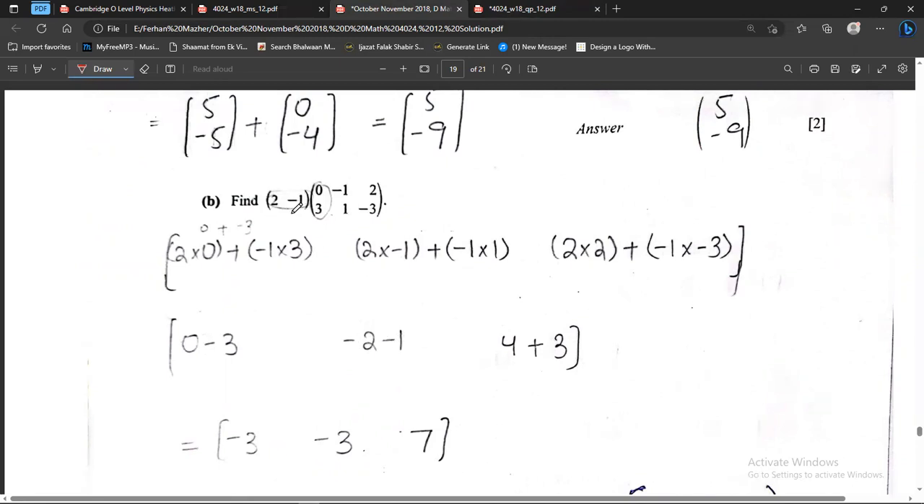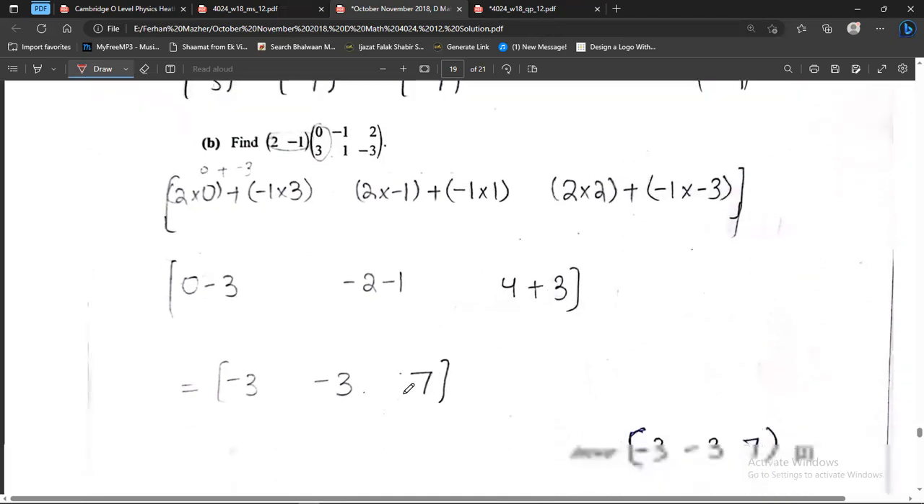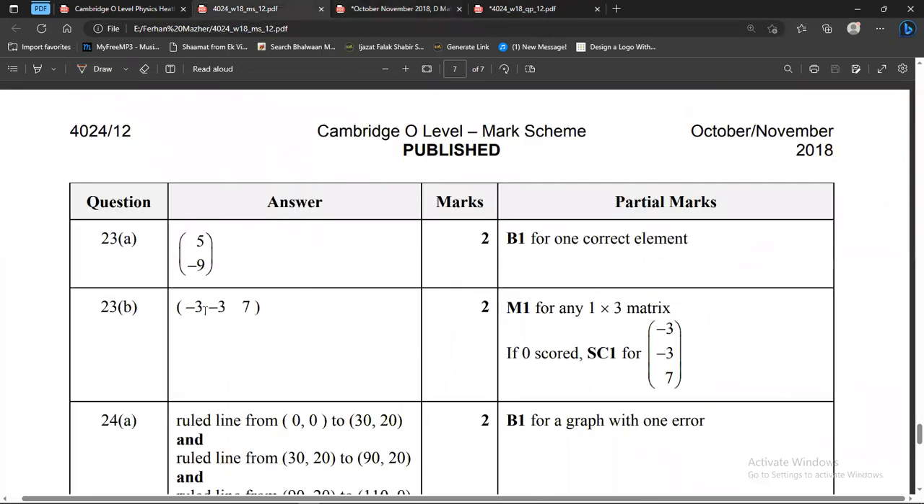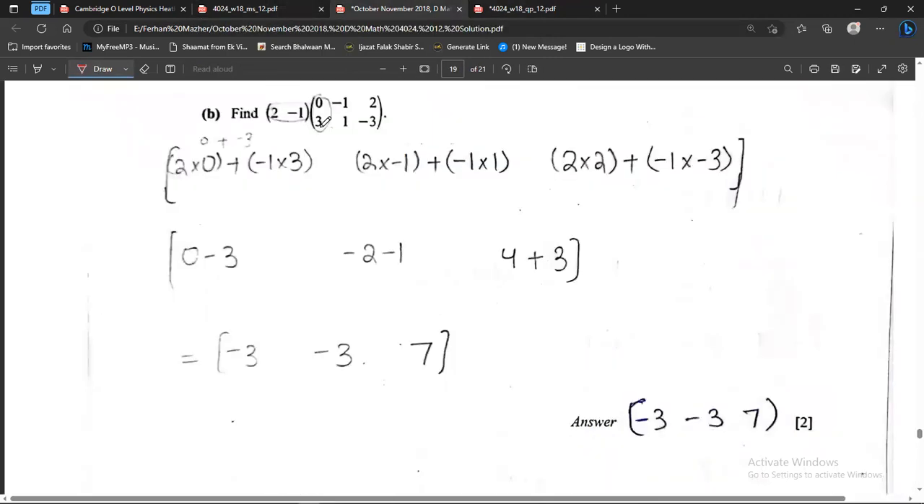Then this row will multiply with the third column, 2 into 2, that will be 4, minus 1 into minus 3, that will be plus 3. So this will become 0 minus 3 is minus 3, minus 3, and this will become 7. This is how this question is done. You can see the solution on your screen. Minus 3, 7 is the right answer, sir. Okay, so we are going to the next question.